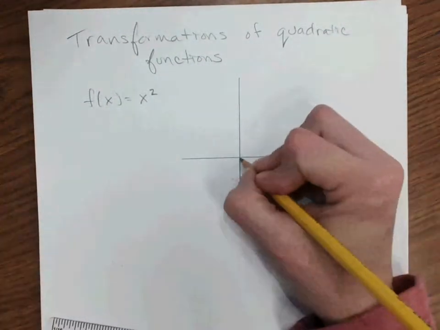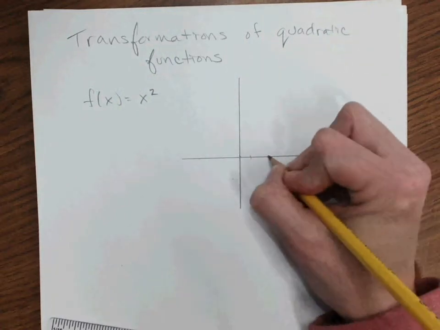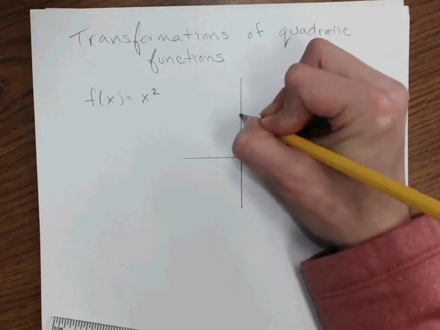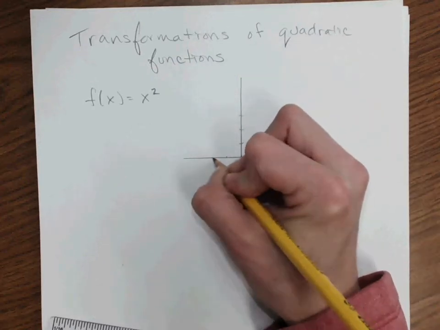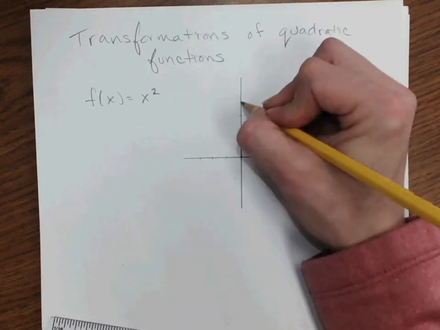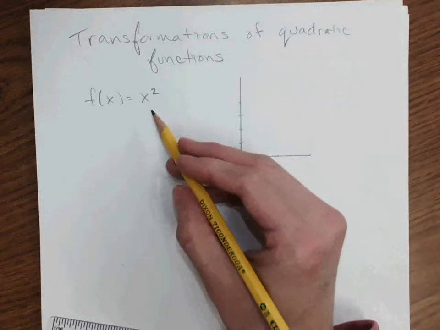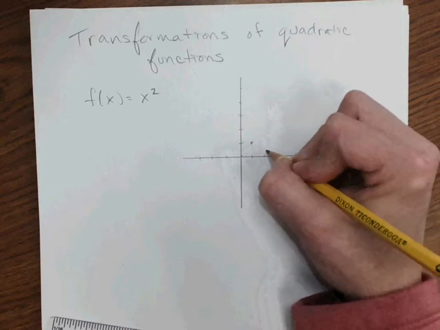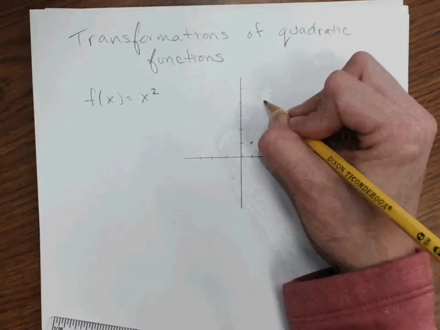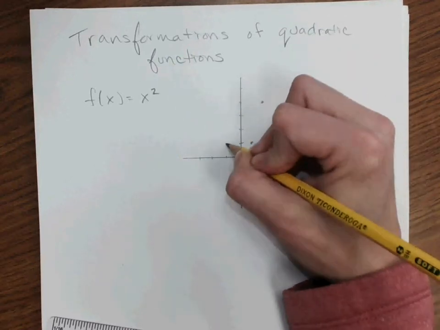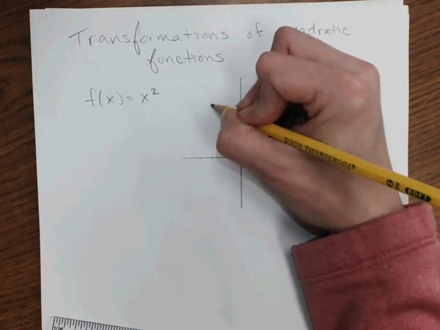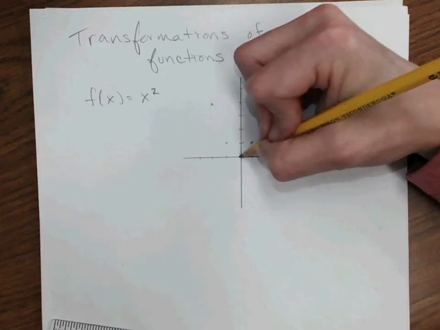X squared is something that we would call a parent function. It's a parent function because it's the most basic quadratic function that we can make. We can make more complicated quadratic functions, but this is the simplest form that we can have it in. And if I was to make a table for this, it would look something like this. This isn't going to be perfect because I'm not on my graph paper yet. I'll switch to my graph paper here in a minute.